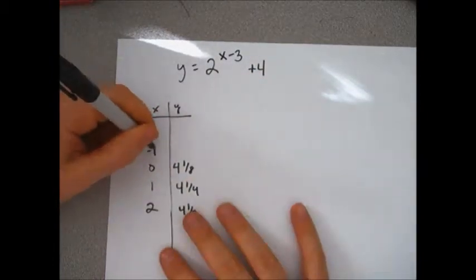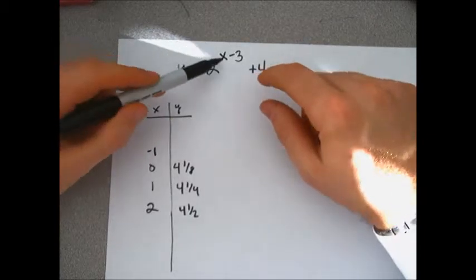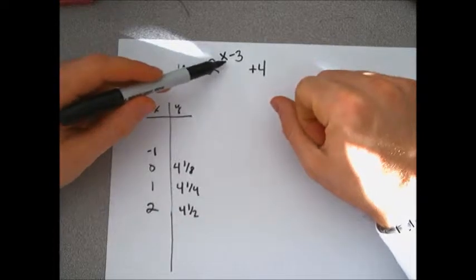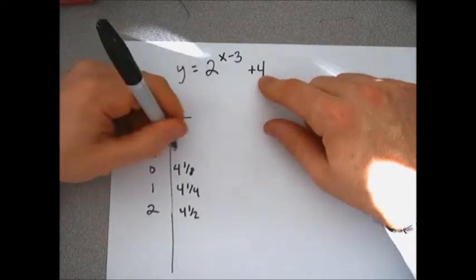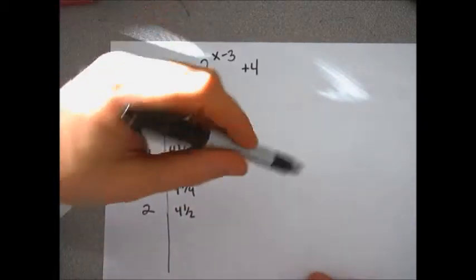When I go in the other direction, if I plug in negative 1, what do we have here? Negative 1 minus 3 is negative 4. 2 to the negative 4 is 1/16, and 1/16 plus 4 is 4 and 1/16. So that's enough here that we should be able to graph.